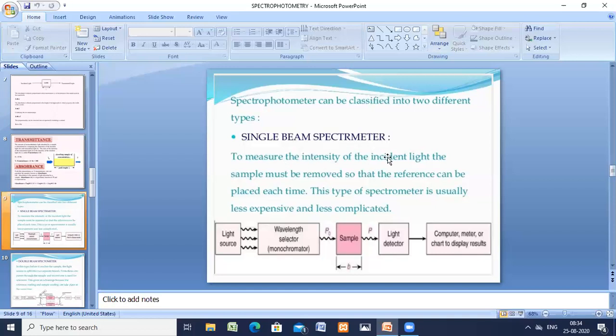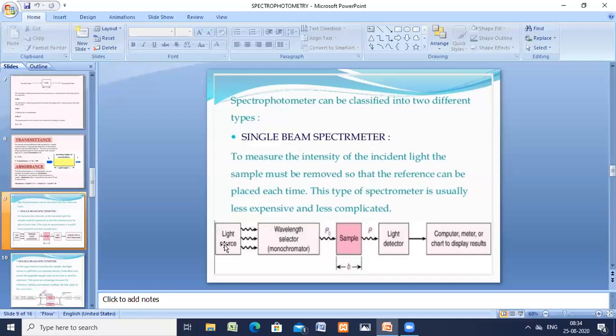To measure the intensity of the incident light, the sample must be removed so that the reference can be placed in each time. It is less complicated and less expensive. Always you need to take a reference or a standard each time. So for each measurement of the sample, you need to take the reference, then your sample. You have to keep changing at every time. This type of spectrophotometer is less expensive and less complicated.